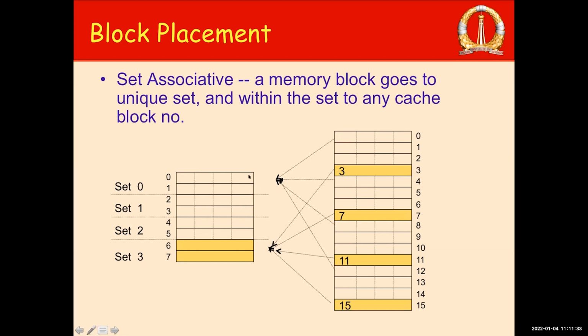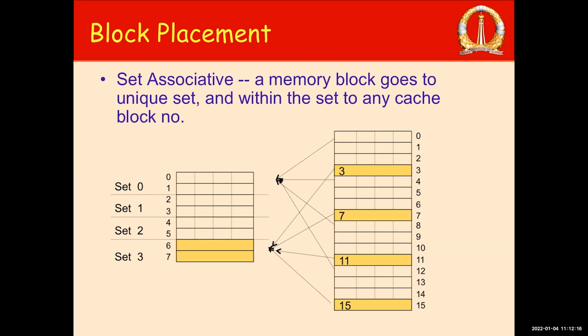Now, in a set associative organization, each memory block is mapped to exactly one particular set, and within that set it can be in any one of those blocks. So for example here, memory block 3, memory block 7, memory block 11 and memory block 15 are all mapped to cache set 3. Similarly, memory blocks 0, 4, 8 and 12 would be mapped to cache set 0. This mapping is typically achieved using a mod operation. Take the memory block number, divide by the number of sets, and whatever is your remainder tells you to which set it will get mapped.